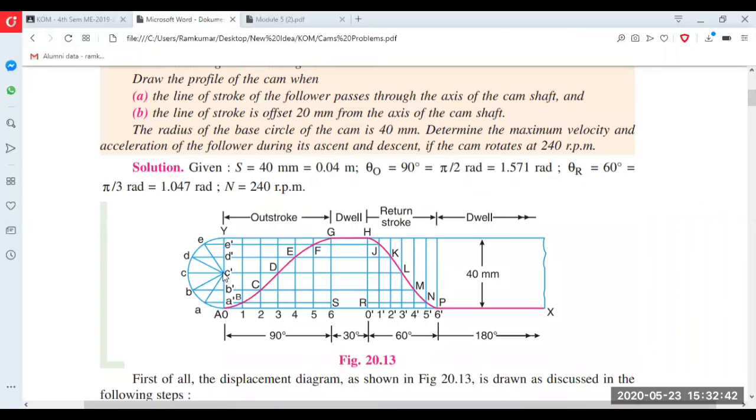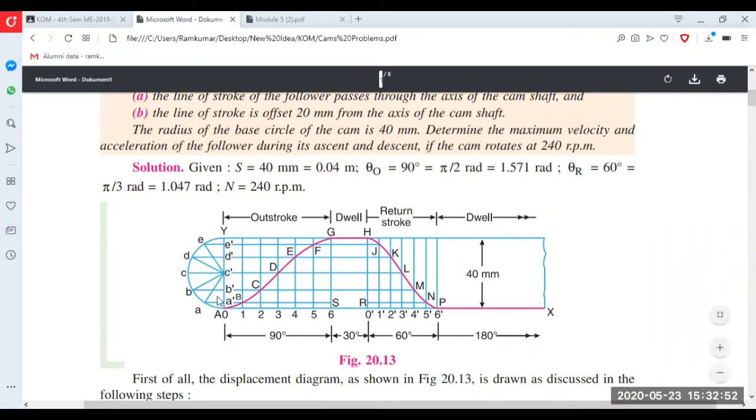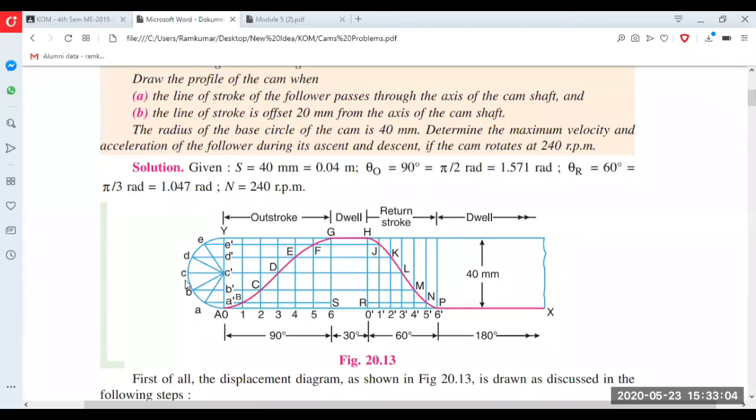So what you do is, from the center point you make how many divisions? 1, 2, 3, 4, 5, 6, like this. You make the divisions A dash, B dash, C dash, D dash, and E dash. You make equal divisions with this center point. Here also we are making how many divisions? 6 divisions, 1, 2, 3, 4, 5, 6, you name it. Here for return you name it as 1 dash, 2 dash, 3 dash, 4 dash, 5 dash, and 6 dash.